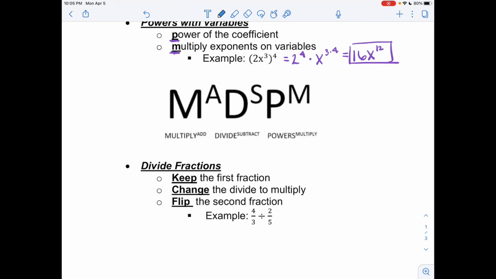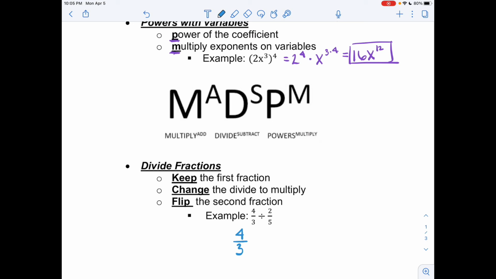One last thing that we want to review, and that's how to deal with dividing fractions, because we will apply this whenever we go to divide our rational expressions. So you may remember a saying, keep, change, flip, from when you first learned to divide fractions. And what that means is that you keep the first fraction the way it is. So in our example, our first fraction is 4 over 3. So I'm going to keep 4 over 3.